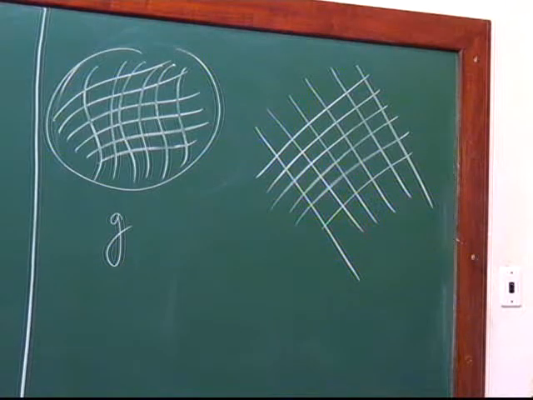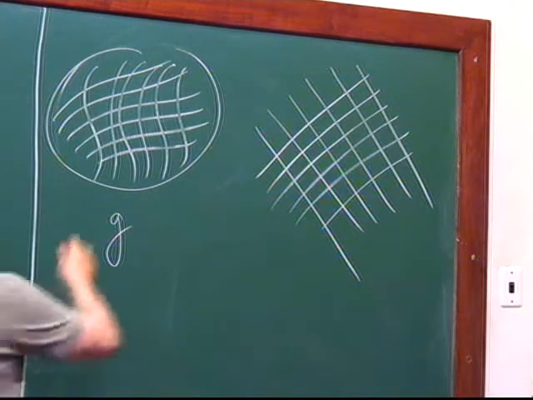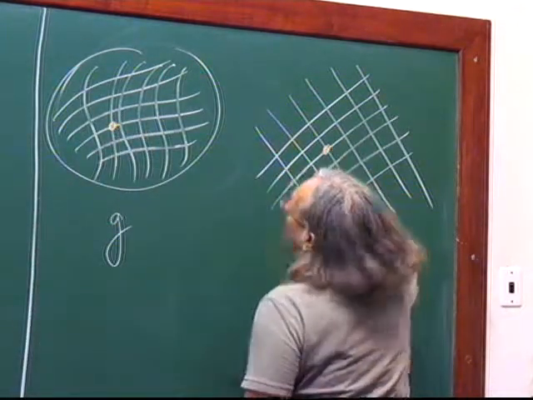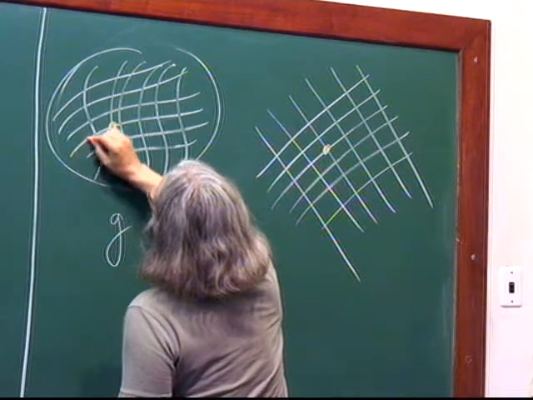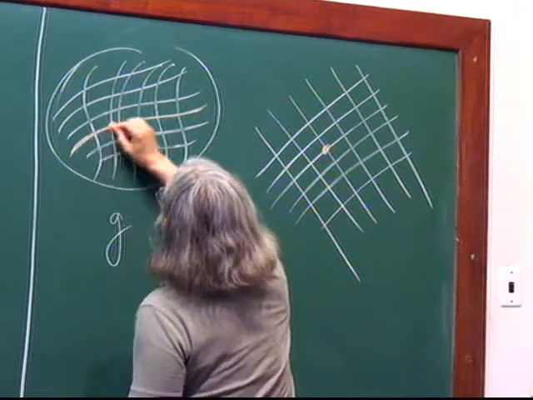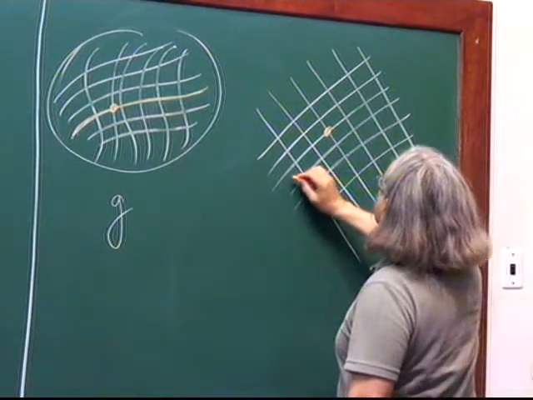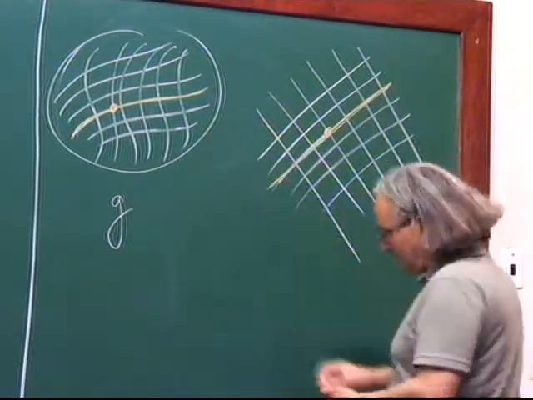Now, the theorem of Gauss is obvious. You pick any point. You map it to any point. You look locally at the leaf of the first foliation emanating from this point. You map it the way you want to the corresponding leaf.